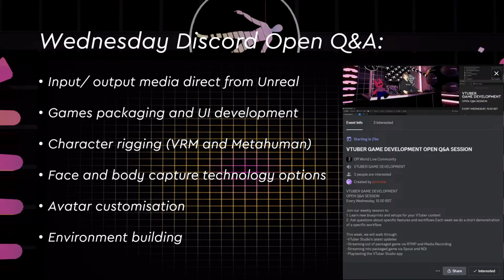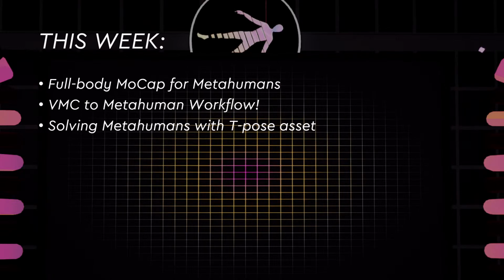We've also covered games packaging and different UI development before, and currently we're focusing a lot more on face and body capture technology options, and alongside that you'll probably learn a little more about character rigging, skeletons, animation retargeting. And then we've also got some tutorials on avatar customization and environment building. We'll be going through a lot of these topics in the next few weeks, but we also have some videos on YouTube for you to follow. So this week we're really focusing on full body mocap for MetaHumans.